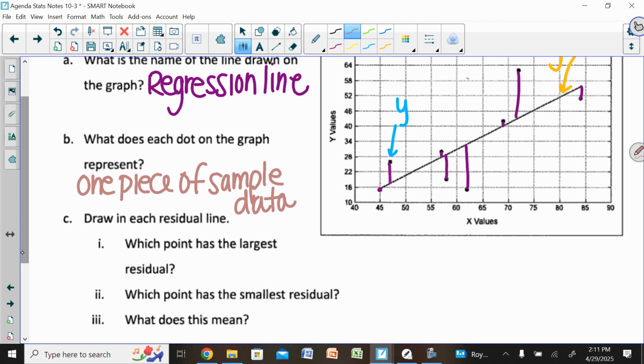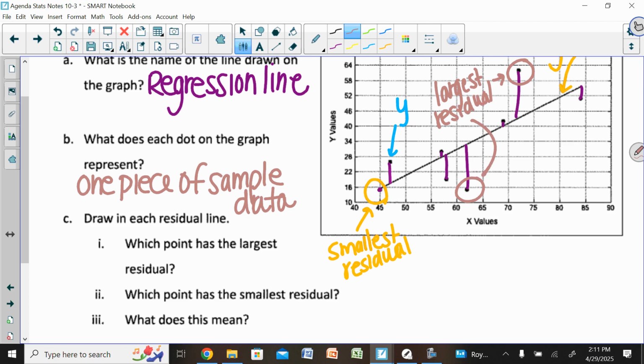Which point has the smallest residual? It looks to me like this one right here has the smallest residual because it's closest, or right on the line. Which point has the largest residual? I'm looking at maybe these two both have the largest residuals. We'd have to do the math and see the data to actually know, but they are farthest away from our regression line.